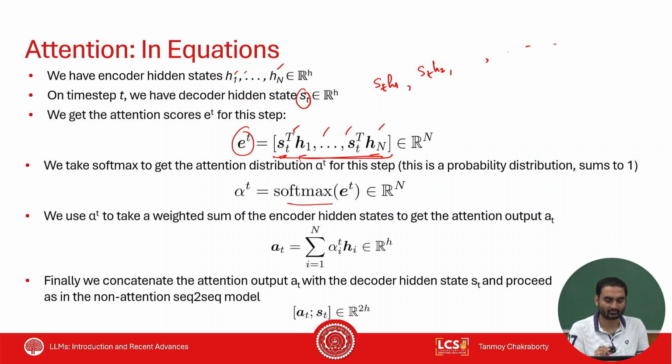Attention scores will be passed through softmax. So alpha T is the attention distribution, which will act as weights. So alpha T will act as a weight for each of these hidden states of the encoder: alpha I times HI, where I ranges from 1 to n. What is AT? AT is the attention vector. Then AT and ST, where ST is the hidden state of the decoder, will be concatenated, and then this will be passed through the linear layer.